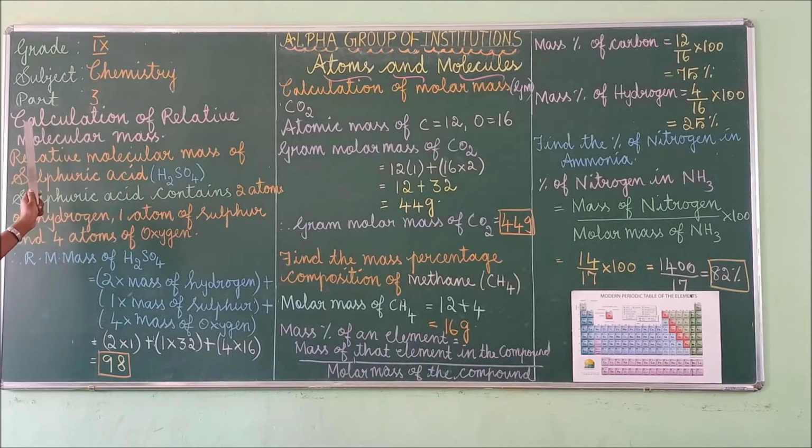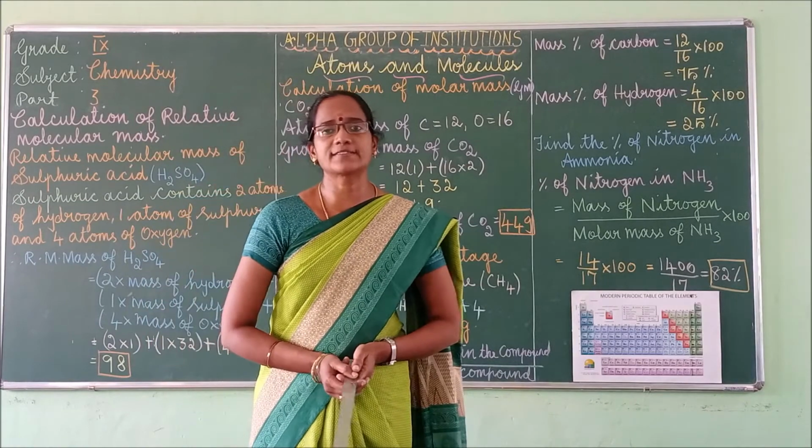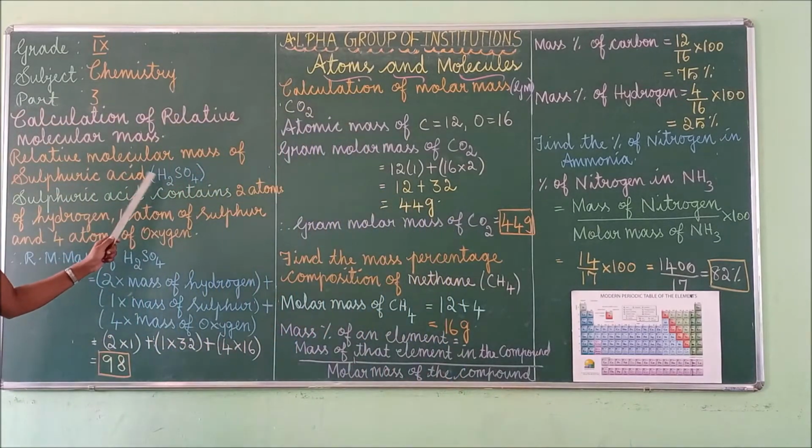See the question. First one, we are going to calculate the relative molecular mass. So, relative molecular mass of sulfuric acid. What is the formula of sulfuric acid? The formula of sulfuric acid is H2SO4. So, it contains hydrogen atoms, sulfur atoms as well as oxygen atoms. H2SO4 means sulfuric acid.